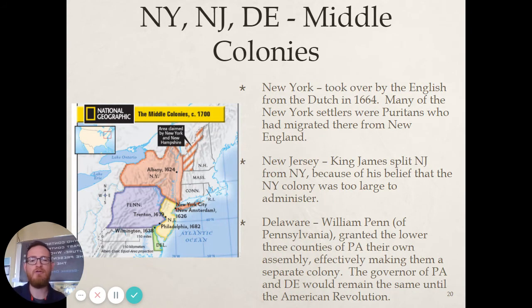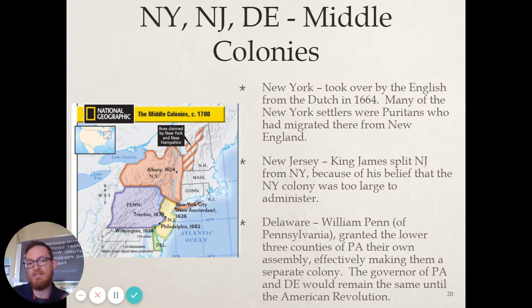Now, New York, New Jersey, Delaware. New York, we've already talked about them, how New York City would be taken over by the English from the Dutch. Many New York settlers were Puritans who had come there from New England. New Jersey, King James would actually split New Jersey from New York because he thought that the New York colony was too big, and that's how we got New Jersey.